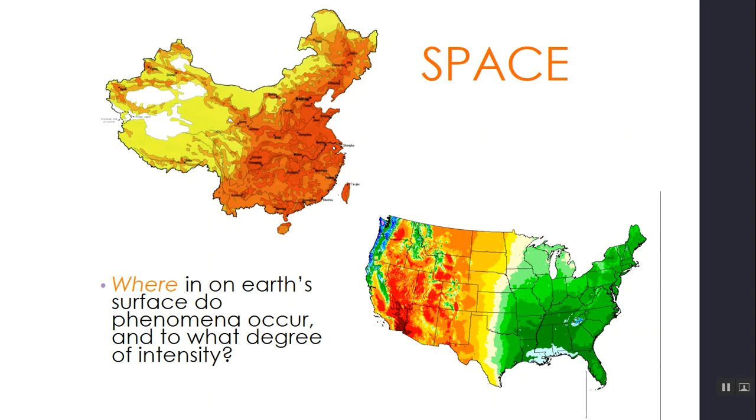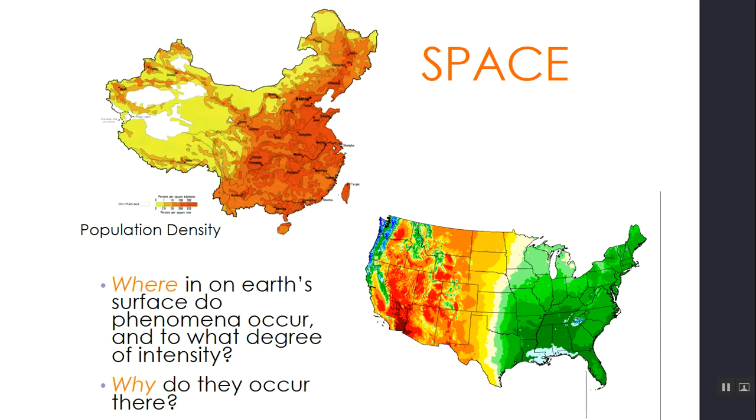we want to know where on the Earth's surface do phenomena occur and to what degree of intensity. And also, why are they occurring there? So here is a population density map of China. We might want to know why the population density is so much greater on the east coast of China as opposed to the west.